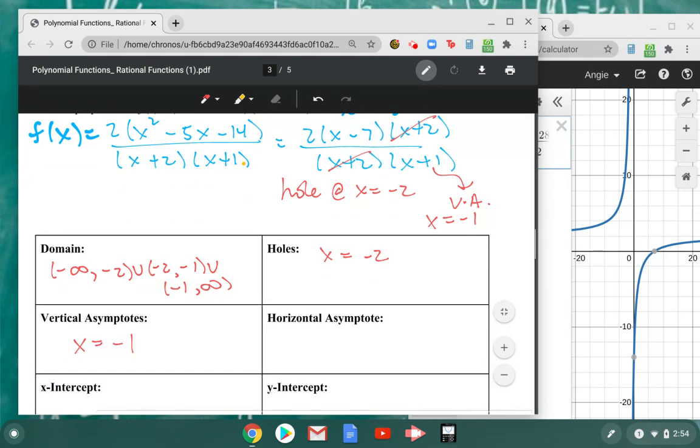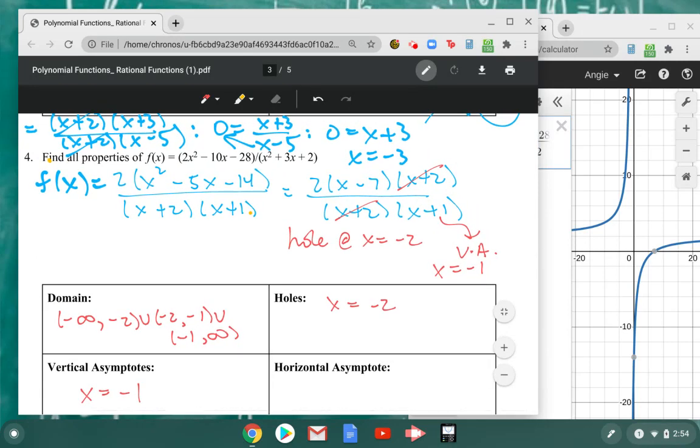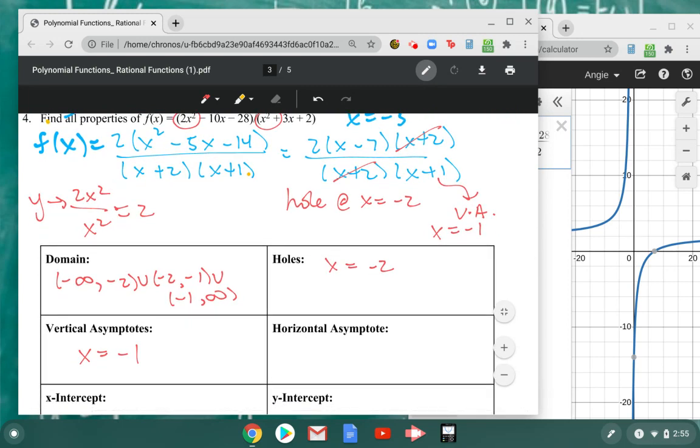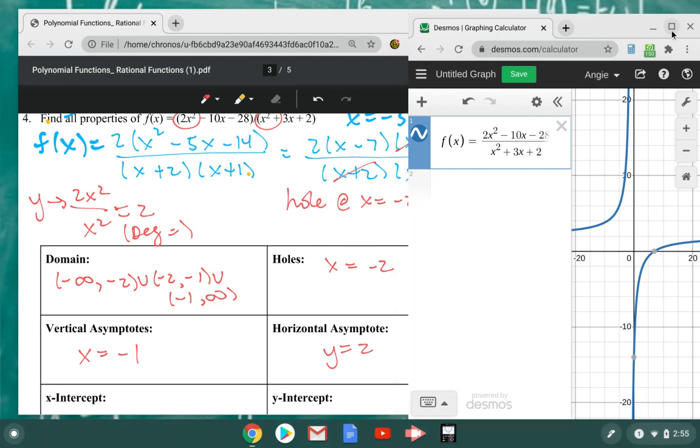Now I'm ready for the horizontal asymptote, which we did see. I only care about my lead terms, 2x squared over x squared. These have the same degree, so y starts to act like the number 2. So my horizontal asymptote is y equals 2, and that's because my degrees are equal. I can go ahead and avoid long division. Let's make sure we're right.